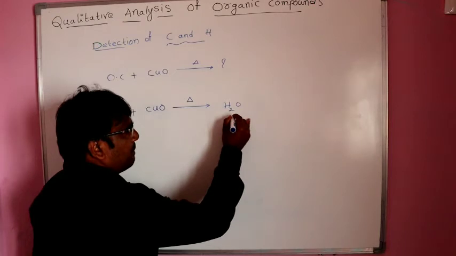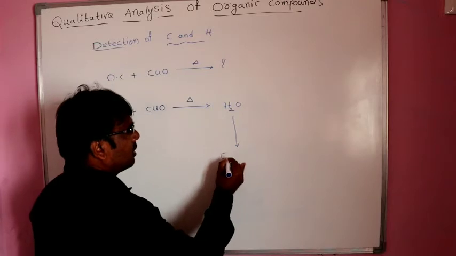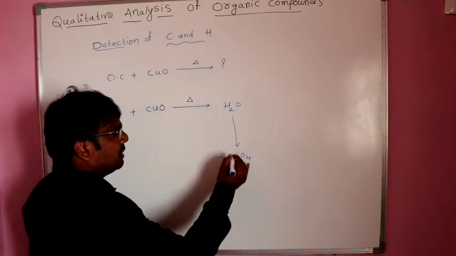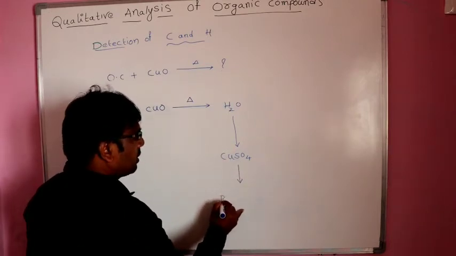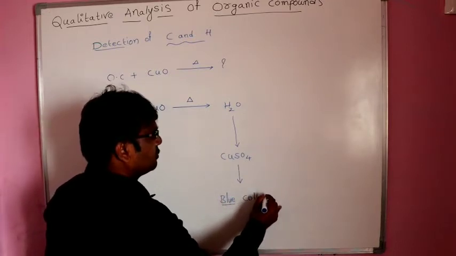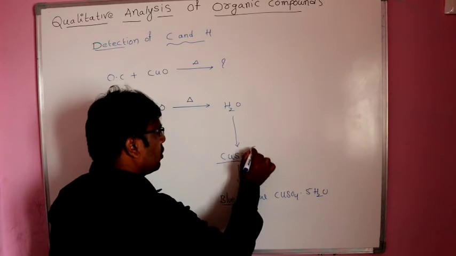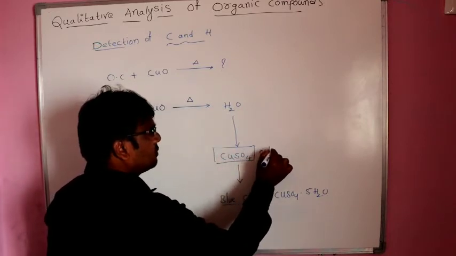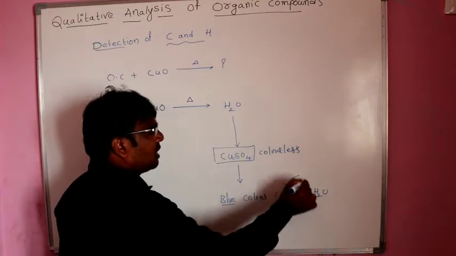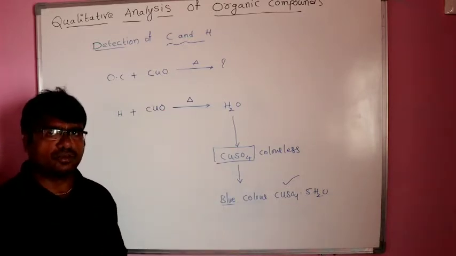When we allow the water vapors through copper sulfate, CuSO4, then what happens here? Blue colored copper sulfate crystals are produced. Blue color copper sulfate is going to form. Actually, here there is no color, it is a colorless substance. Whenever we allow water vapors, the blue color will be produced. So on that basis, we can identify the presence of hydrogen.